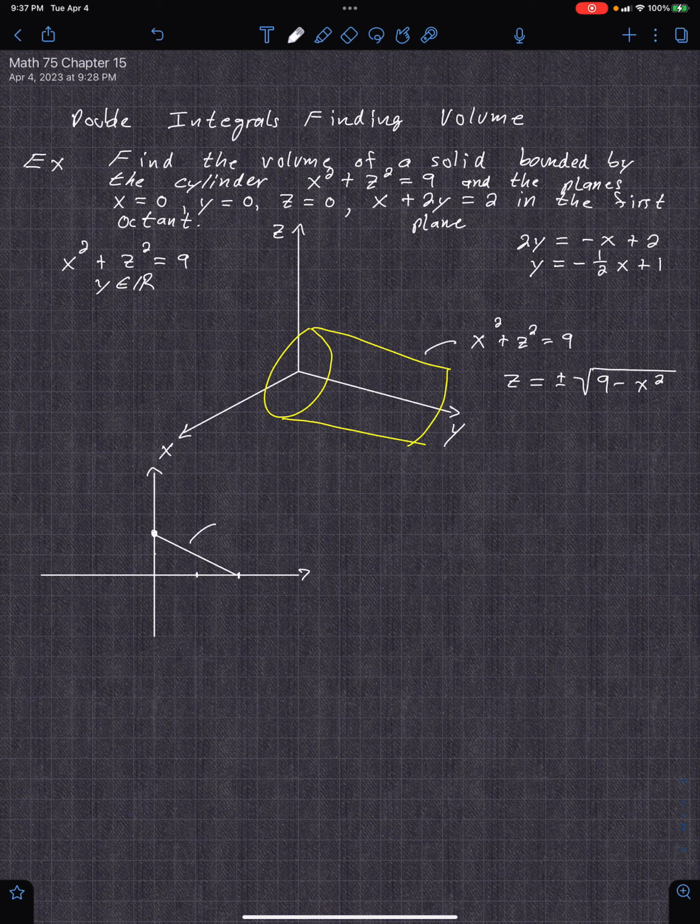So that line is x plus 2y equal to 2. And this is a 2, and this is a 1. So we can look at the area of this by calculating the representative rectangles and then adding them up all the way across. So it's the area of that times the height. And it's the first octant, so we're not going below, we're just going to the top.